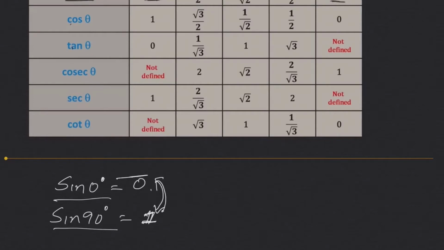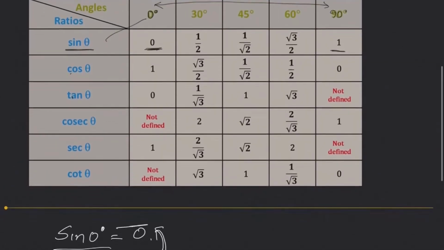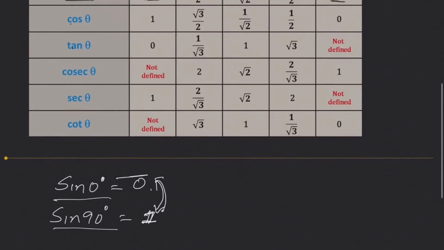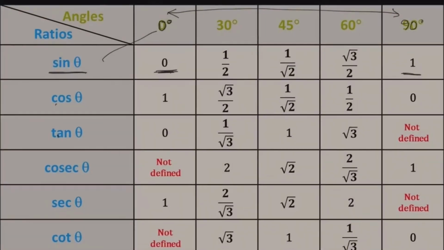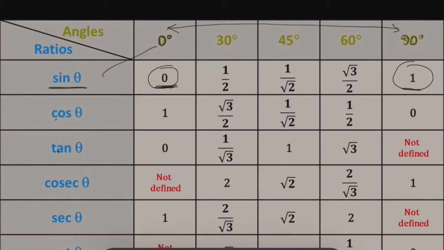After that, the degrees are like this: 0, 30, 45, 60, and 90. These are the 5 degrees. Sine 0 is 0, sine 90 is 1. After this, sine 30 degree is 1 by 2, sine 45 degree is 1 by root 2, and sine 60 degree is root 3 by 2. We have to remember all these three. 0 and 1 are very easy to remember.